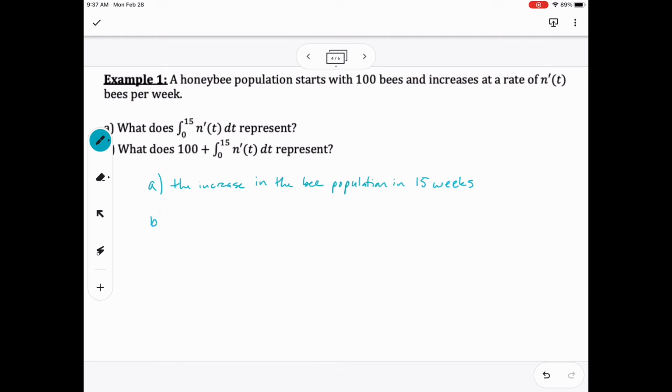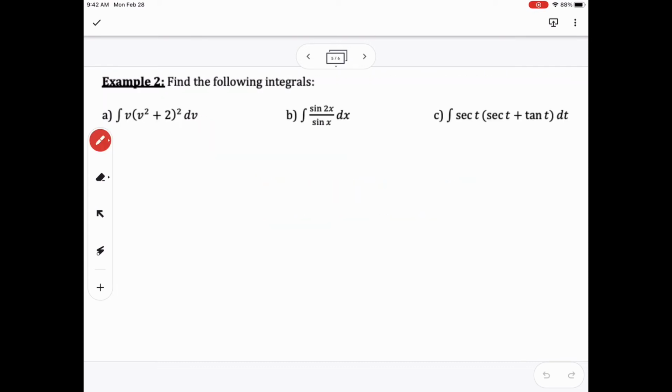But then, what does 100 plus that integral represent? Well, that is going to be the total bee population. So if I'm saying that I have 100 bees to start with, and then plus that time after 15 weeks, well, that would be the total population. So example 2 just wants us to be able to find the integrals of these indefinite integrals. So this is going to feel very much like finding antiderivatives.